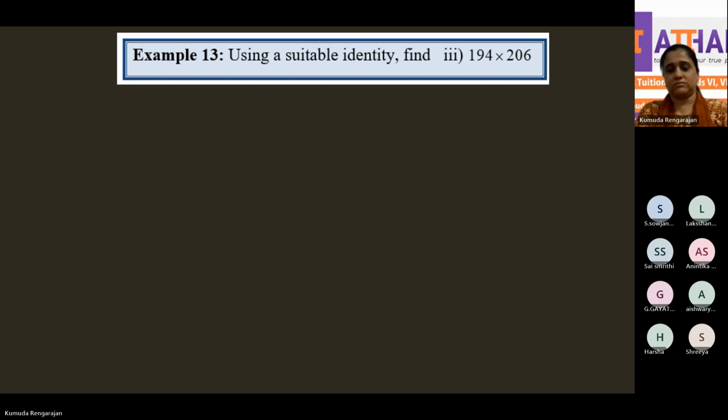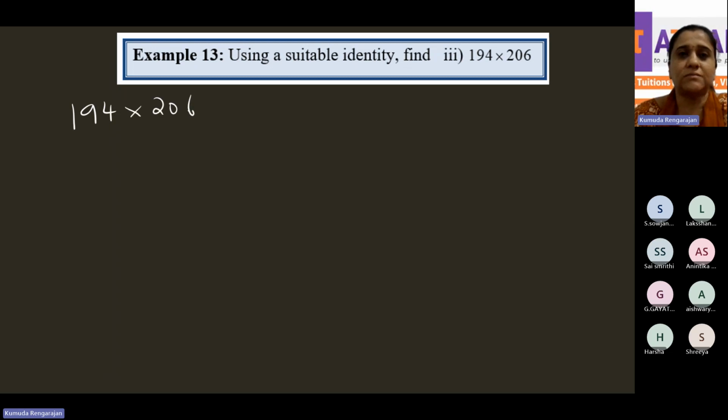Now, same example, there's a third subdivision. Here the given question is find this product 194 into 206. Yeah, so you will say A into B, but there's no identity like that, right? Okay, so now what is that number between 194 and 206? Now, this question is very vague. When I ask you what is that number between 194 and 206, it is vague, but you can give the correct answer. Just tell me what is that between 194 and 206?